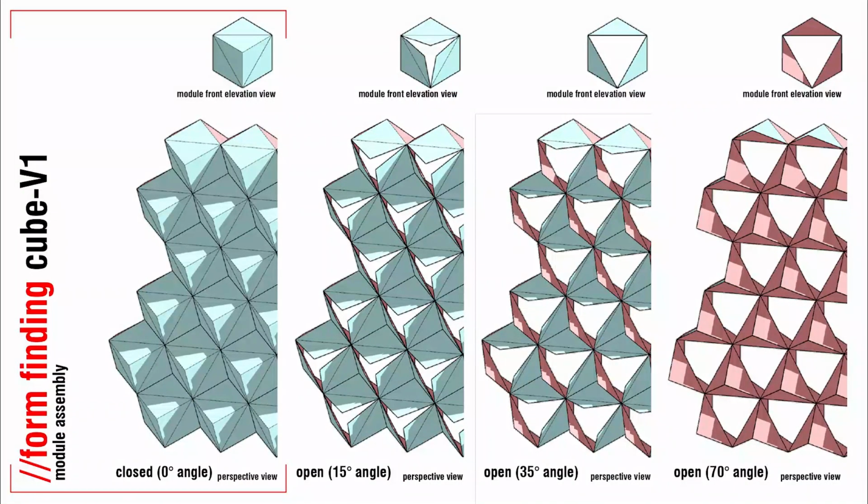For this cube V1 module, I have tried to be experimental with the opening panels, as they can be transformed into a few angles, and the ones that I have explored are the 15-degree angle, 35-degree angle, and 70-degree angle. However, for this cube V1 module, it is impossible for the opening panels to have an angle more than 70 degrees, because they are already creating another closed tetrahedron. That means it will clash with another module.